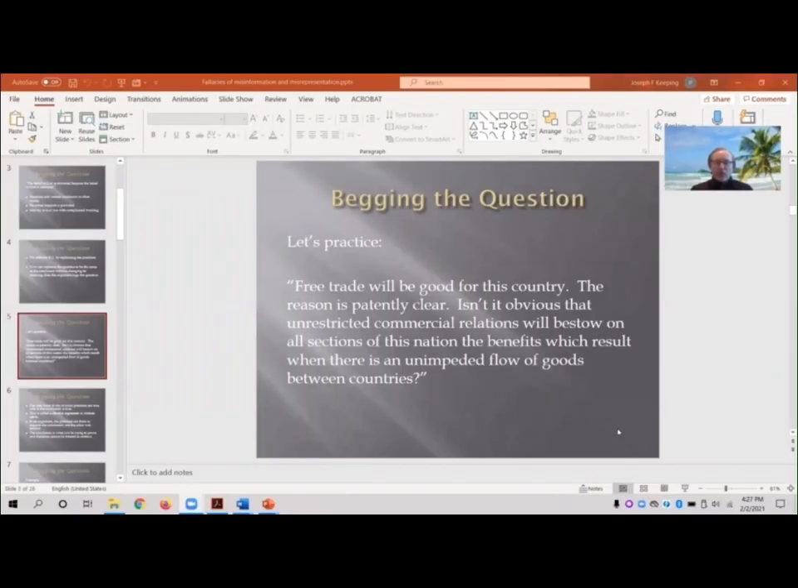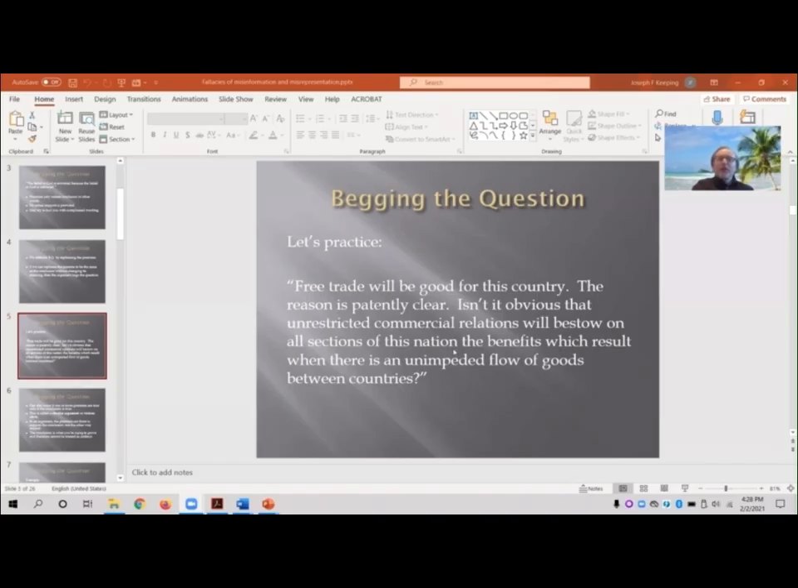So the way this is going to work mostly is I'm going to give you a piece of text and we're going to try and figure out what's wrong with it, and that's how we're going to learn how these fallacies work. I'll read this out. Free trade will be good for this country. The reason is patently clear. Isn't it obvious that unrestricted commercial relations will bestow on all sections of this nation the benefits which result when there is an unimpeded flow of goods between countries? Okay, this is a paragraph.